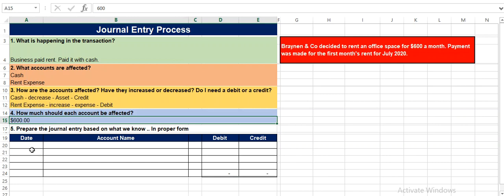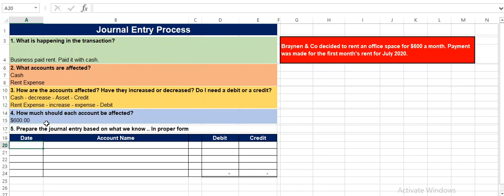Okay, so the date here, I added that in. They're paying me the first month's rent for July 2020. So let's just assume in this instance, they normally tell you the actual date, but we're going to assume that we're paying this for the first of the month. July 1st, 2020.